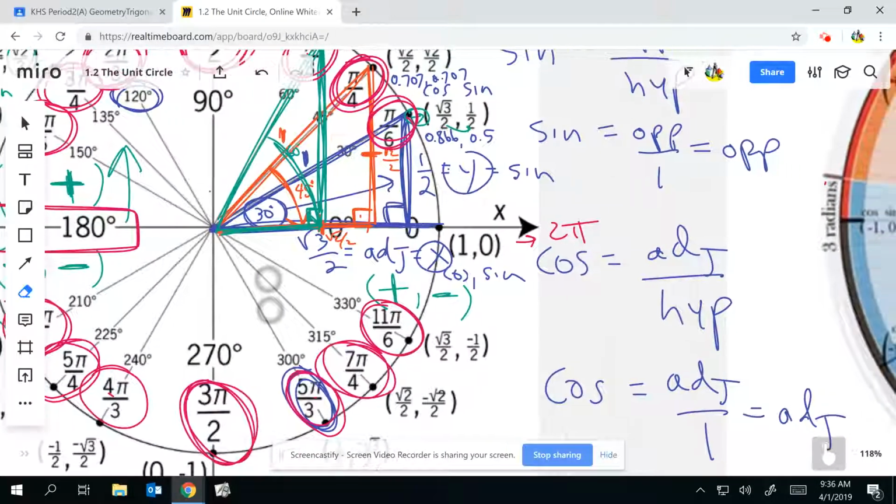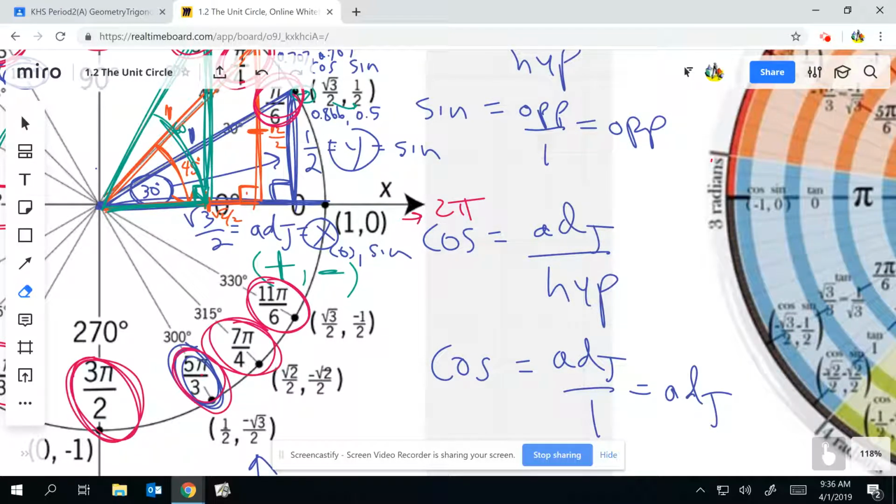Well, we know that the sine is always going to be your y value and the cosine is always going to be your x value because the hypotenuse is always a 1. So because of that, that makes tangent take sine divided by cosine and you get your tangent.